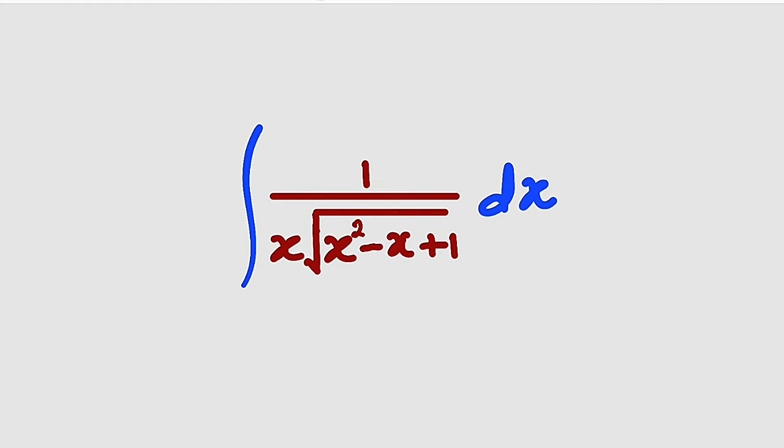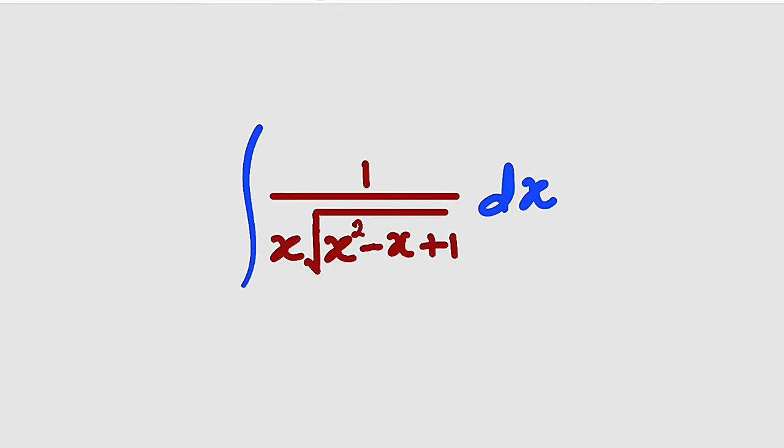In this tutorial we are going to integrate the function 1 divided by x multiplied by the square root of x squared minus x plus 1 with respect to x. Alright, first of all I would like to get rid of this x right here. I only want to see the square root of a function down here. And how can we do that?